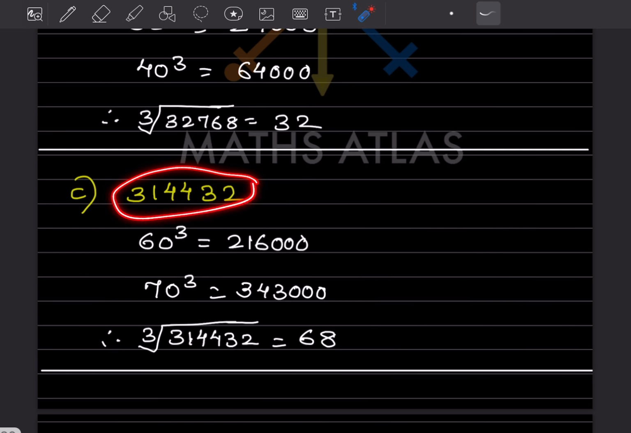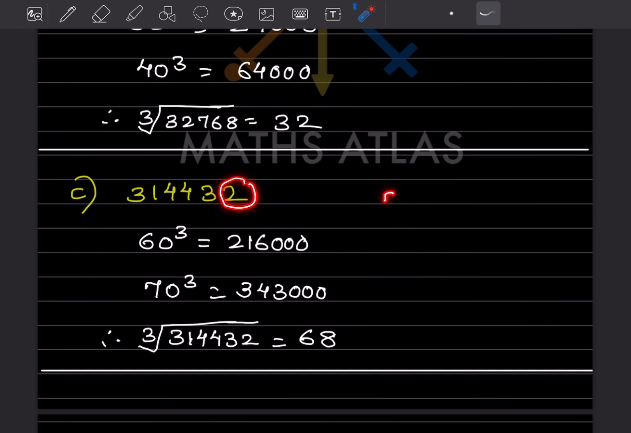Now look at this number. This number lies in between 60 cube and 70 cube. 60 cube means 6 cube will be 216 and then 3 zeros. 7 cube is going to be 343 and 3 zeros. So this number lies in between this and this one. Now look at the unit place. The unit place is 2.